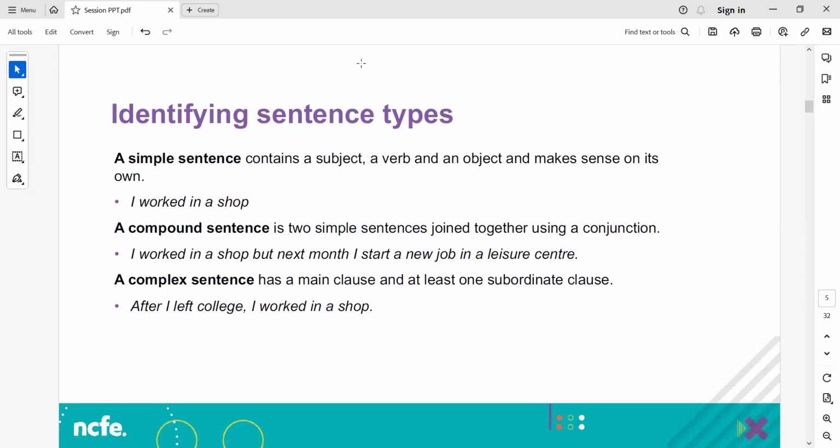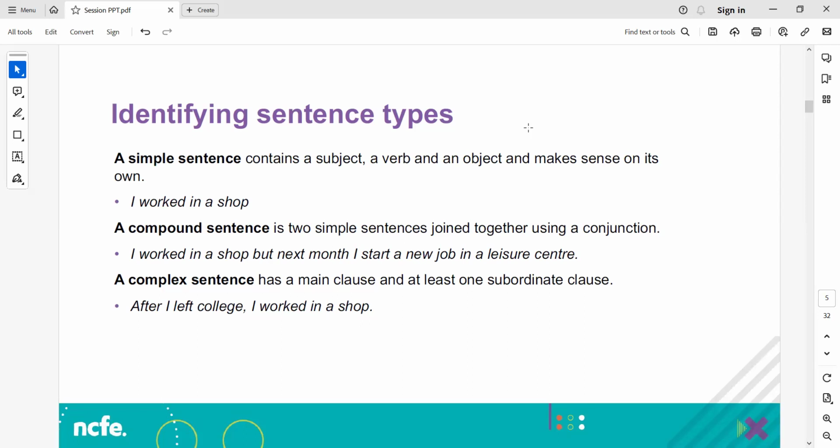I worked in a shop. Full stop's missing at the end. Apologies. But that's a simple sentence. Can anyone give me another example of a simple sentence? If you just want to unmute yourself, if you want to give an example. So it'd be good to have some contributions. So just a simple sentence. Can anyone give me an example?